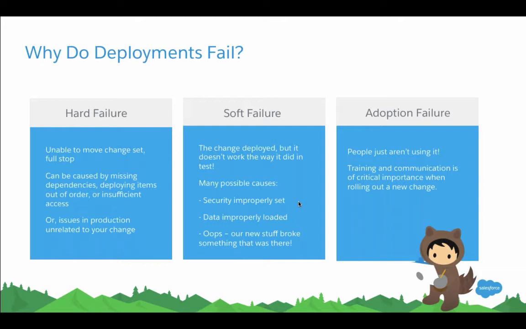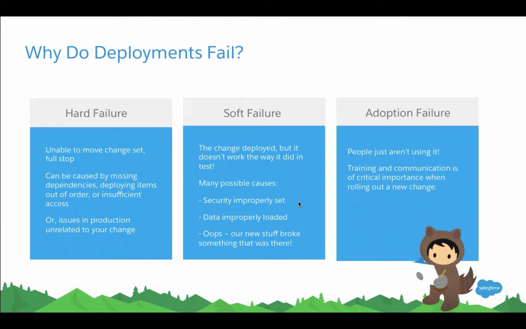Soft failures sound a bit nicer, but they're actually kind of tedious. It looks innocent, but it causes much more trouble for you and your end users. This one tricks you into thinking, hey, everything worked well, my change set deployed, but something's not working right. Maybe you didn't set security properly, or maybe some data was missing, or maybe our new code broke something that used to work. Those are the areas that you don't find out about until after you deploy, and those are no fun. Finally, there's adoption failures, and those are less related to deployment issues and more related to change management.